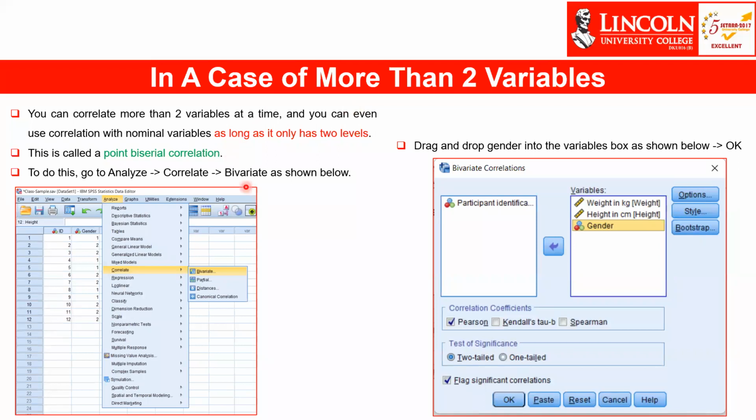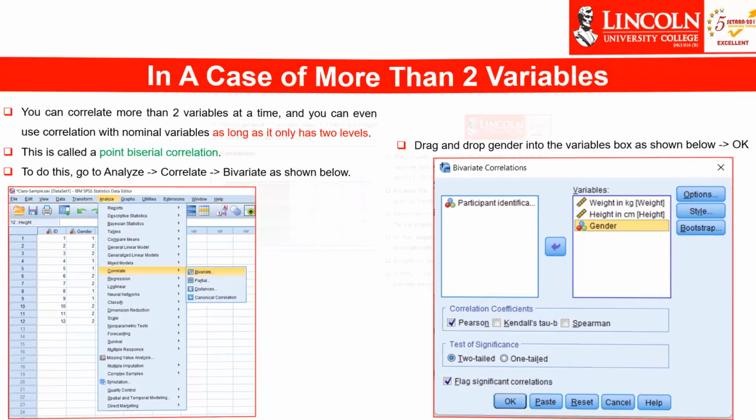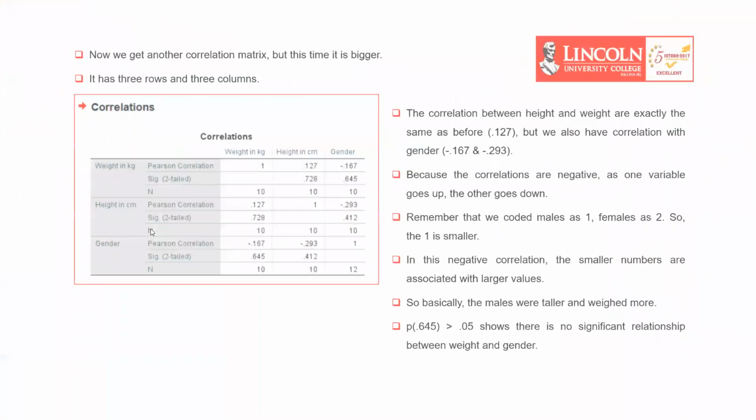To do this, you need to click on Analyze, Correlate, and Bivariate again. Then inside your variables this time around, you can add gender. Once you add gender here, leave the other ones the way they are, and just click OK. Once you click OK, this is what you get this time around.